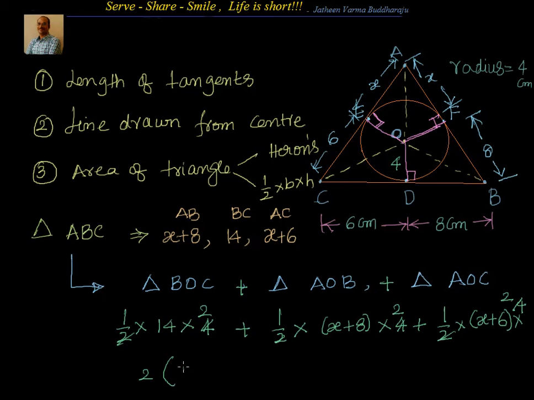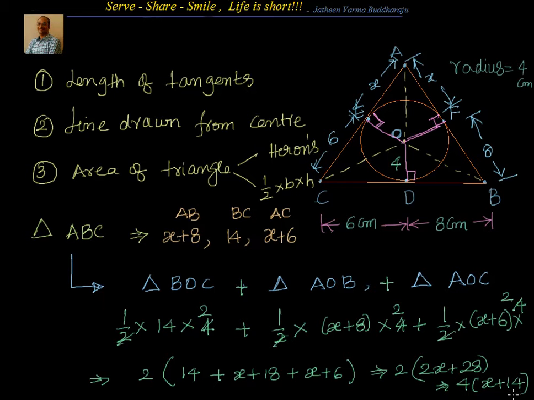If I take 2 common, I'll have 14 plus x plus 8 plus x plus 6, or can I say that's equal to 2 into 2x plus 28. Can I simplify that further, factorizing with 2 one more time? I will have 4 into x plus 14. So the area of the triangle in one method we found out is equal to 4 into x plus 14.